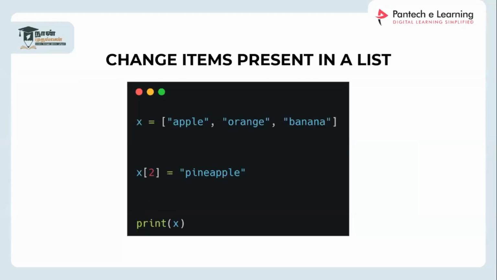Changing items: based on the index value, we can change a particular item. An item is already present here, and we can replace that existing item with a new item. In the second place, the banana is there, so we can replace that banana with pineapple. Once I run this, apple, orange, and pineapple will be there, and banana will be removed, replaced.